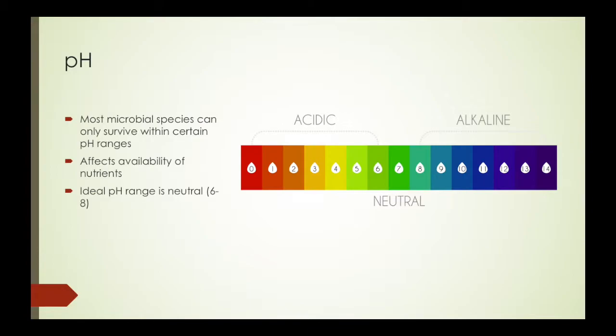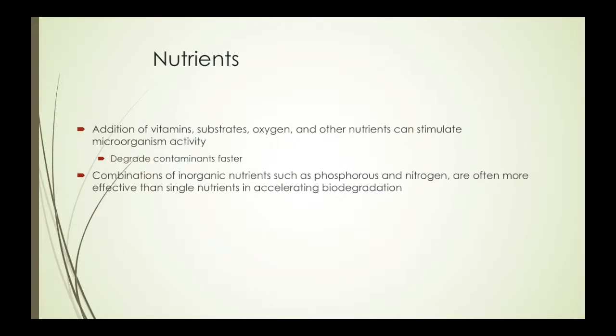The pH is to be taken into consideration because most microbial species can only survive within certain pH ranges. It also has an effect on the availability of nutrients. The ideal pH range is usually a neutral one, which is from 6 to 8. The addition of nutrients such as vitamins, substrates, and oxygen can help stimulate microorganism activity and degrade contaminants faster. Combinations of inorganic nutrients such as phosphorus and nitrogen are often more effective than single nutrients in accelerating biodegradation.